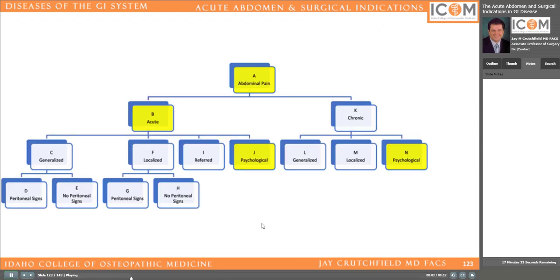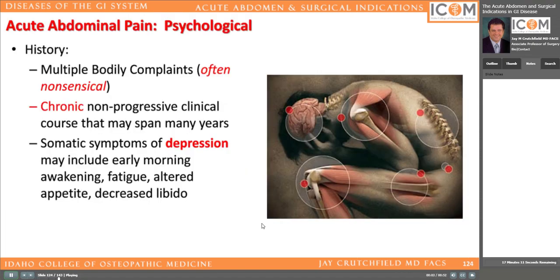We haven't done justice to the topic of abdominal pain until we've mentioned psychological causes of acute and chronic abdominal pain. This is a lot more common than what you think. Despite how common psychologically induced abdominal pain is, it must remain a diagnosis of exclusion. You must rule out those other life-threatening disorders before you can blame a patient's abdominal pain on psychological or stress issues. Patients usually present with multiple bodily complaints, often that make no sense at all. They've been complaining of the same chronic, non-progressive clinical course that may span many years. This is truly chronic pain without a cause.